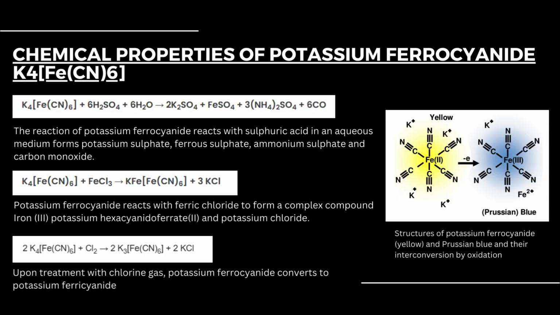The chemical properties include the reaction of potassium ferrocyanide with sulfuric acid, reaction with ferric chloride, reaction with chlorine gas, and also the interconversion by oxidation between potassium ferrocyanide, yellow in color, and Prussian blue.